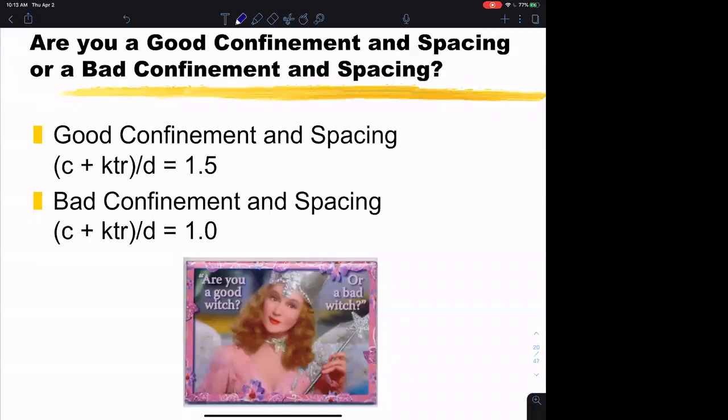When Dorothy first gets to Oz, I think her name is Glenda, she comes and goes to Dorothy, are you a good witch or are you a bad witch? And so are you good confinement and spacing or are you bad confinement and spacing? So if you're good confinement and spacing, it's 1.5. And if you're bad, 1.0.